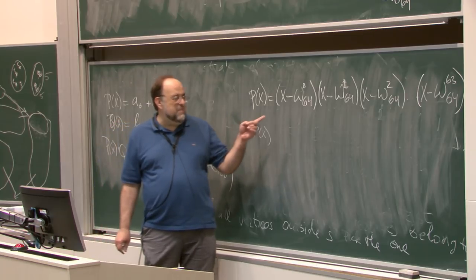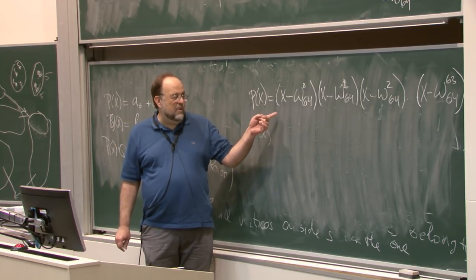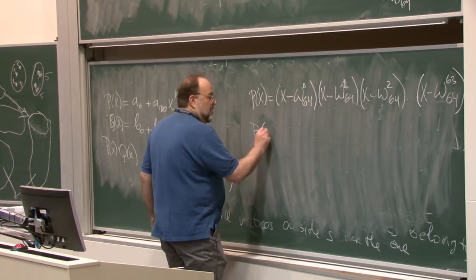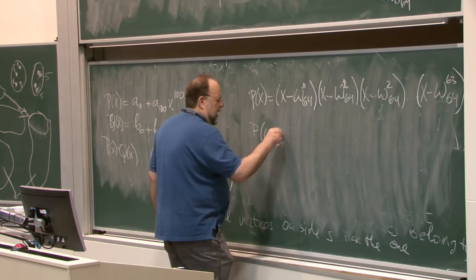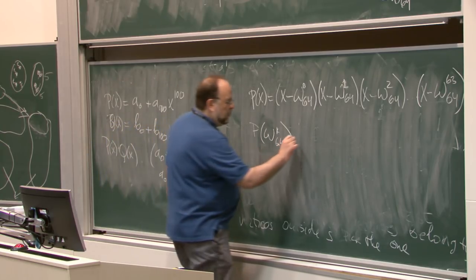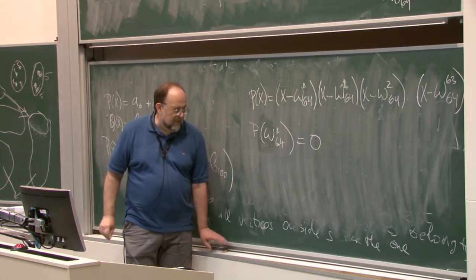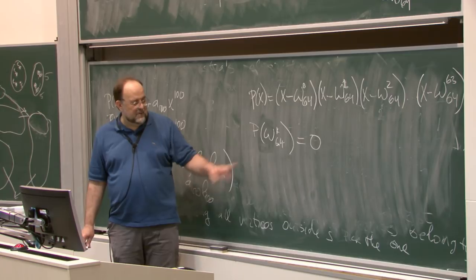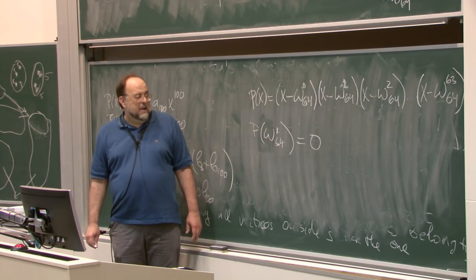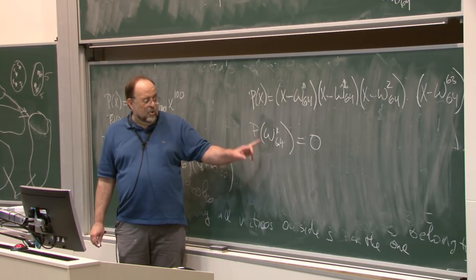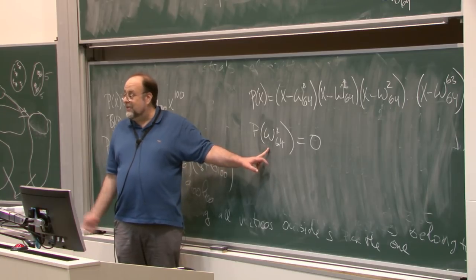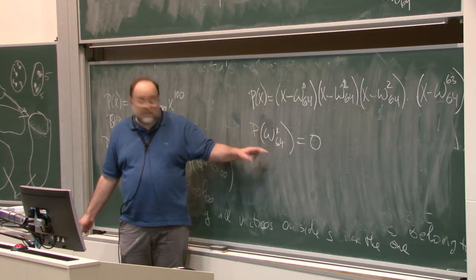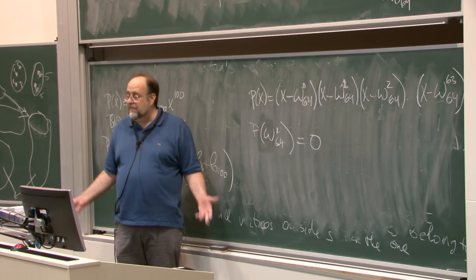So suggestion is maybe we can evaluate this at roots of unity of order 64. What is p of omega 64 to any power k? Zero. That's equal to zero. Good. But what degree is this polynomial? 64, so you would need 65 values, and here you have only 64. But what is the polynomial whose roots are precisely roots of unity of order 64? What is a root of unity of order 64? What is its main property?